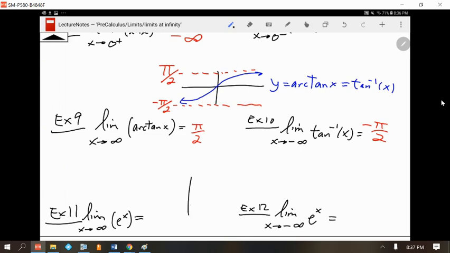Okay. We're almost done, I promise. This video is just about over, isn't it? What about e to the x? E to the x is exponential growth. E to the x is the inverse of the log function ln of x. So what happens as x goes to infinity? As x gets bigger and bigger and bigger, what does y do? Y goes up and up and up. It's infinity. The answer to 11 is infinity.